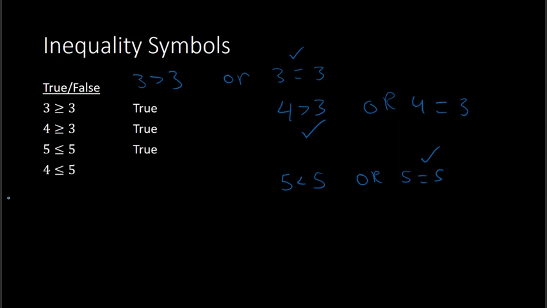Alright, next we have 4 is less than or equal to 5. So this literally means 4 is less than 5 or 4 is equal to 5. Well, it's not equal to 5, but it is less than 5. So therefore, this would be a true statement, not false. This is a true statement.